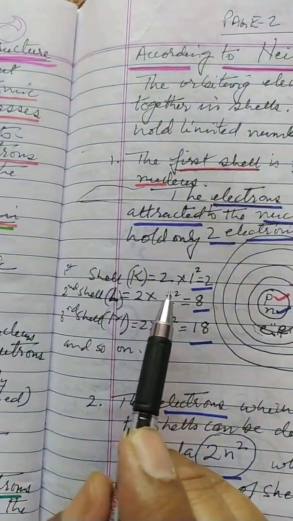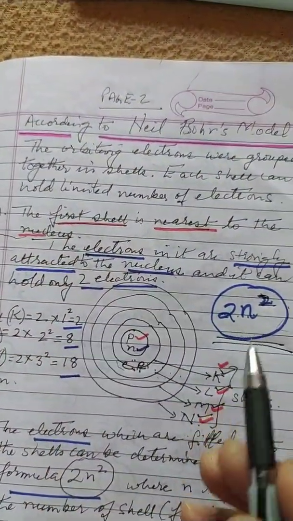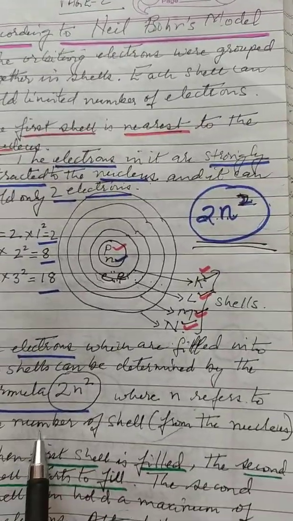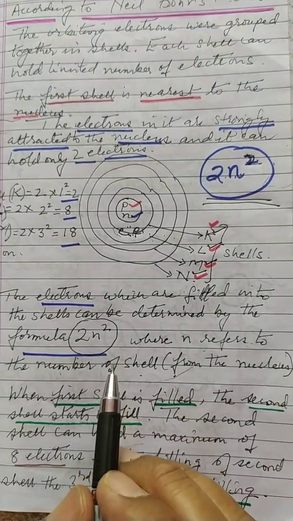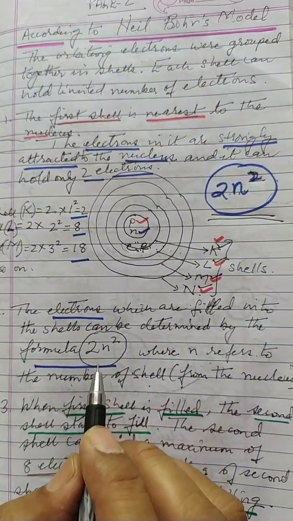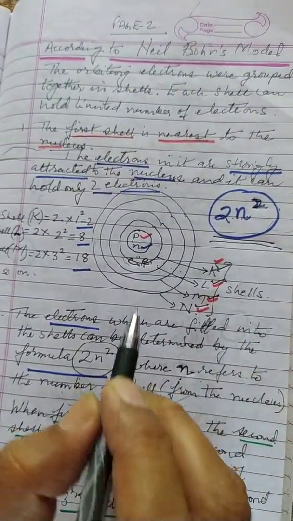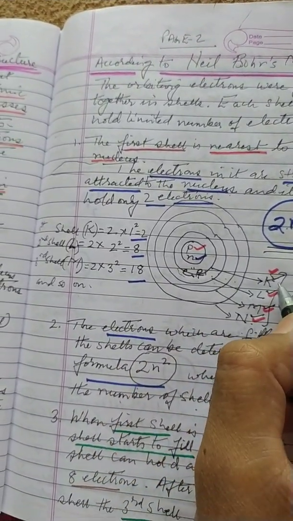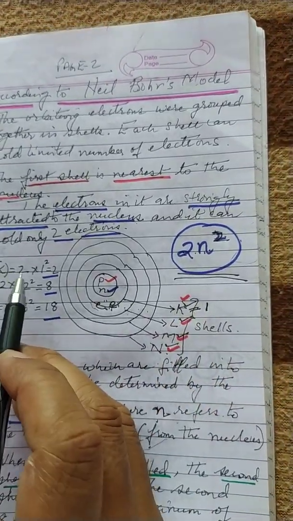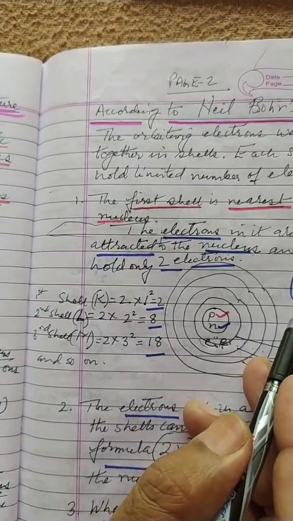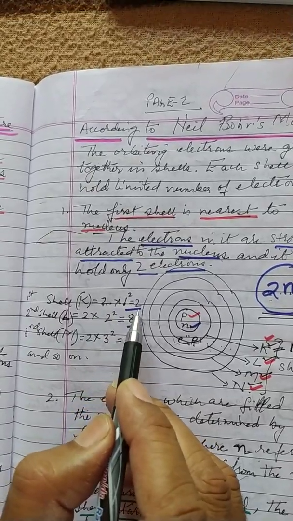Now let us see how we calculate by the formula 2n squared. Here, children, n refers to the number of the shell. Suppose the first shell K is shell 1. So we put shell 1 and multiply it with 2. 1 one is 1, into 2 gives us 2.